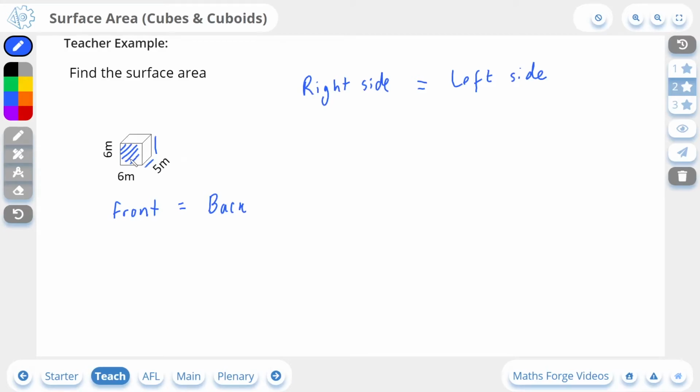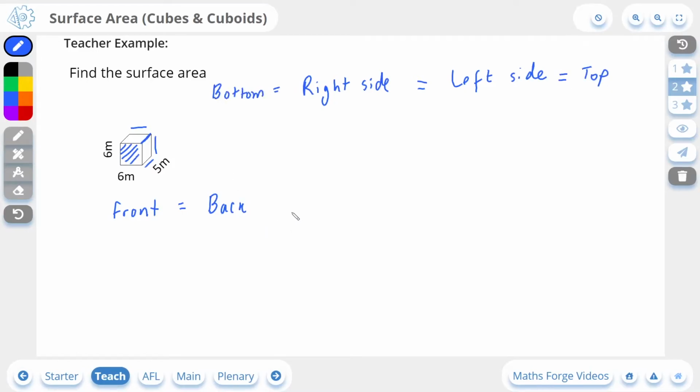And the last 2 faces we're dealing with is the top and the bottom face. So the top face is going to have a base of 5 and a width of 6. So it's going to be a 5 by 6, just like the side faces. So it's not just the right and left side faces that are 5 by 6, it's also the top and the bottom. So we can add this here, top and also bottom.